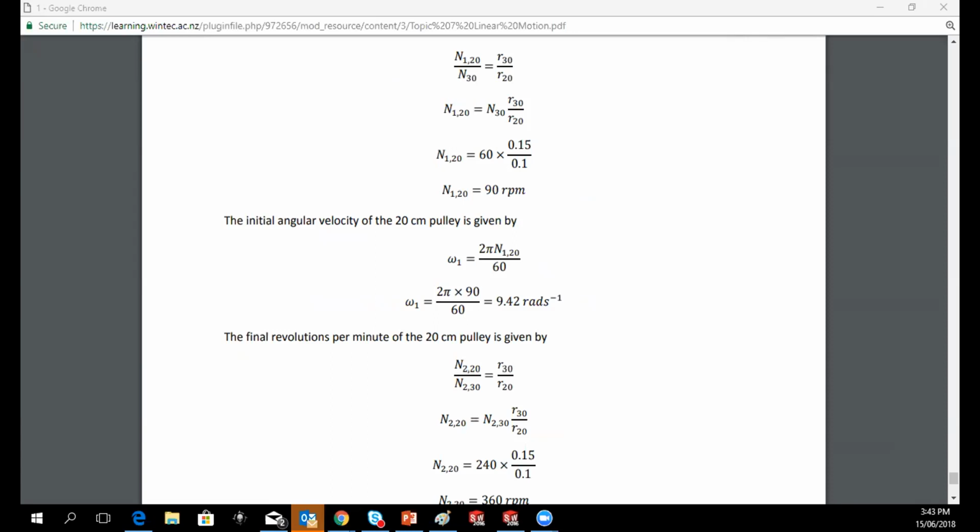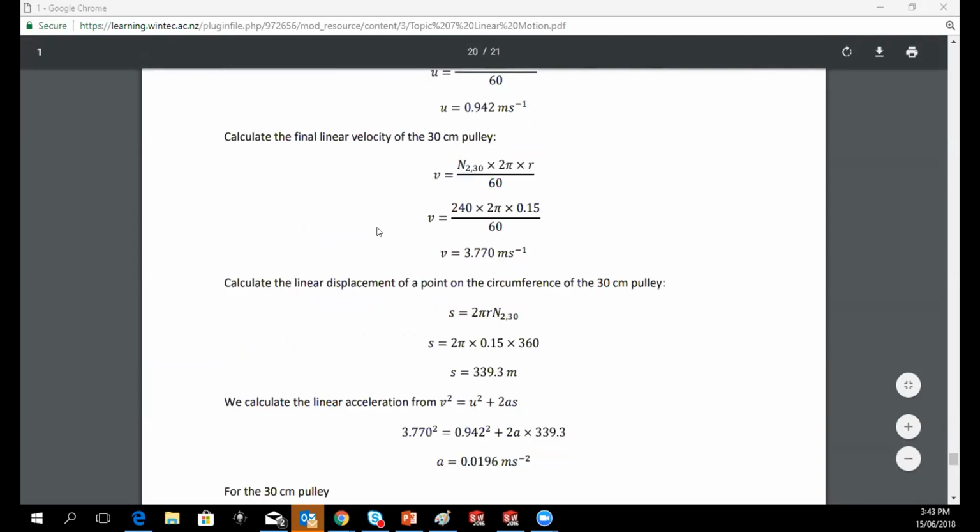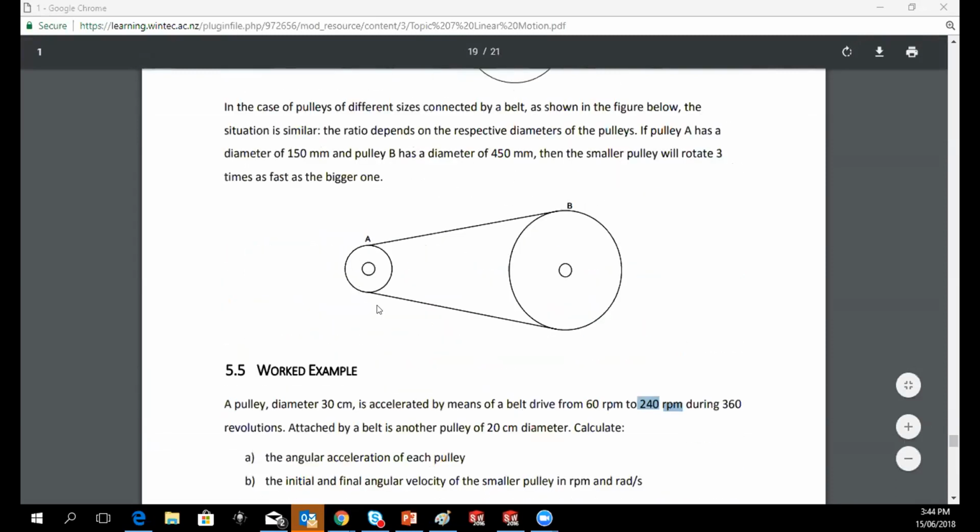Now, the other part of this question is to determine the speed in radians per second of the driven pulley, which in this scenario is the smaller pulley. If we're trying to determine the speed for the smaller pulley, what do you reckon the equation will be? I'll go back to the slides to share them with you.